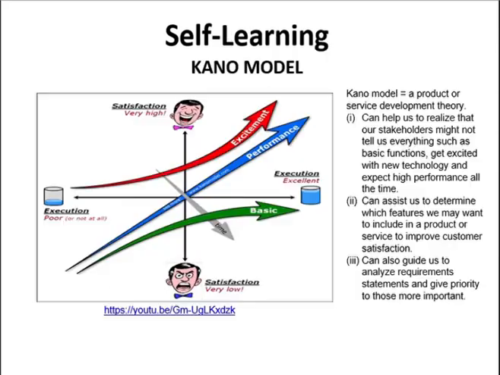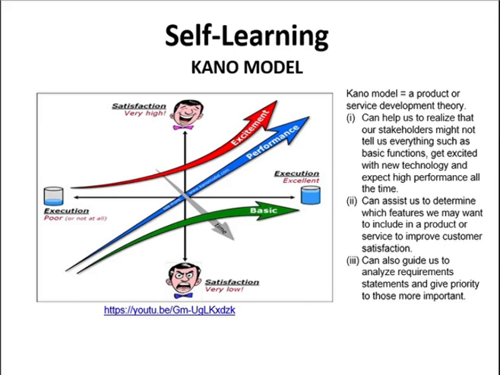All right, so this is for your own self-learning: the Kano model. The Kano model is a very good model. It's not for requirement engineering per se. It's from marketing or something, product and service development theory. So it is not about requirement engineering per se, but the good thing is it is actually about requirements. It's actually about what the user wants.